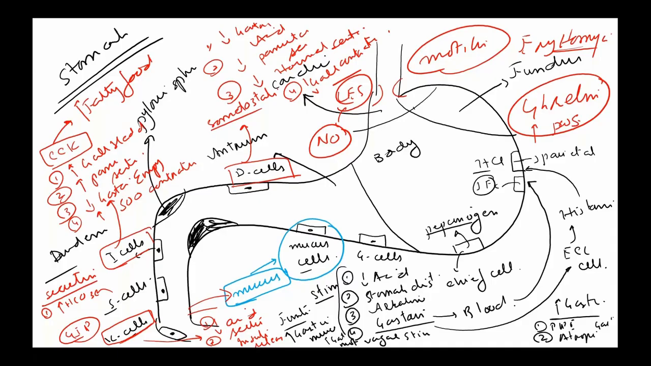Okay, so this is stomach anatomy and physiology. Different types of cells, their function, their regulation. It's important. If you know this, you can easily do pharmacology of the stomach. Because let me give you an example, on the same image.